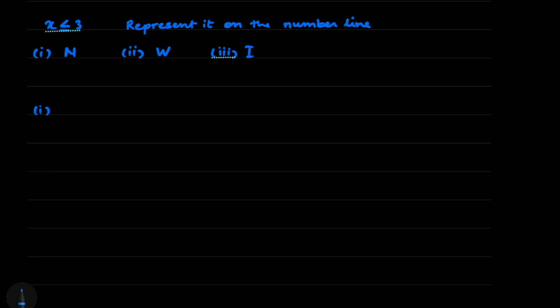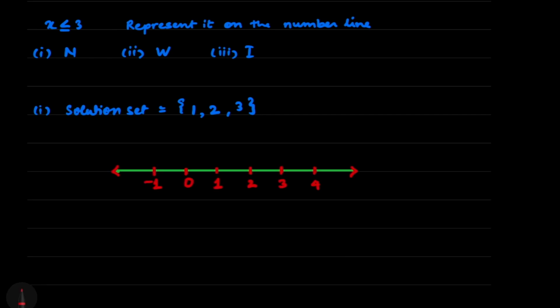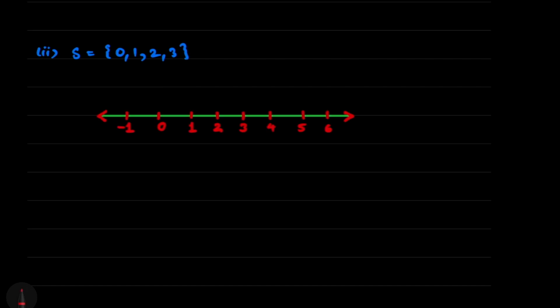So first, for natural numbers, the solution set would be 1, 2, and 3. Let's draw this. Because our solution set only consists of 1, 2, and 3, these would be highlighted, and that's how we show this solution set. Next, let's try whole numbers. So our solution set would be 0, 1, 2, and 3. So here, as the solution set is 0, 1, 2, and 3, we highlight these, and that's how we represent it with a replacement of x belonging to whole numbers.